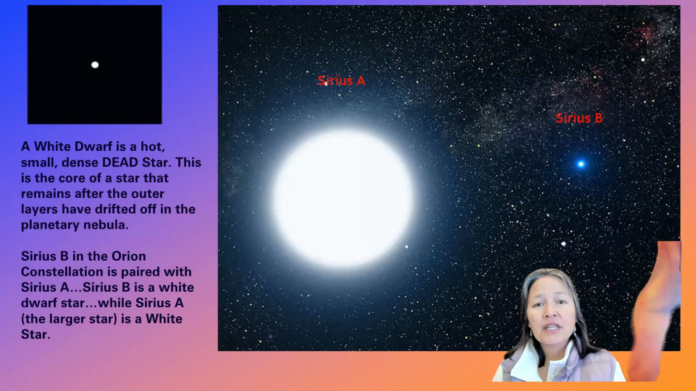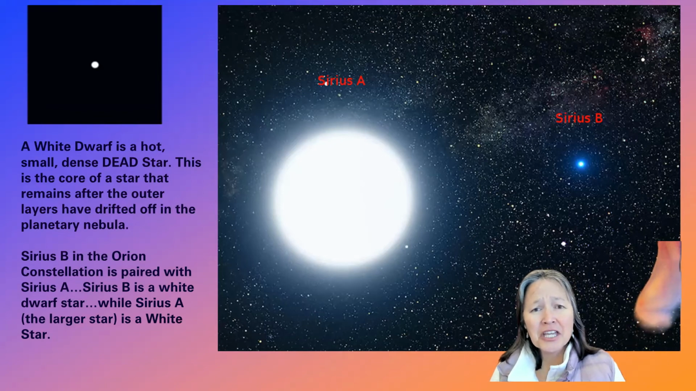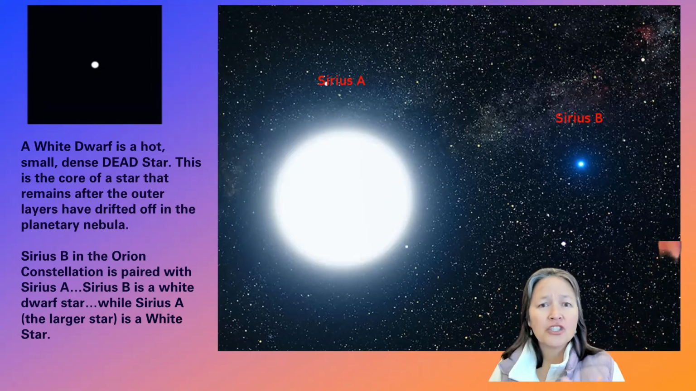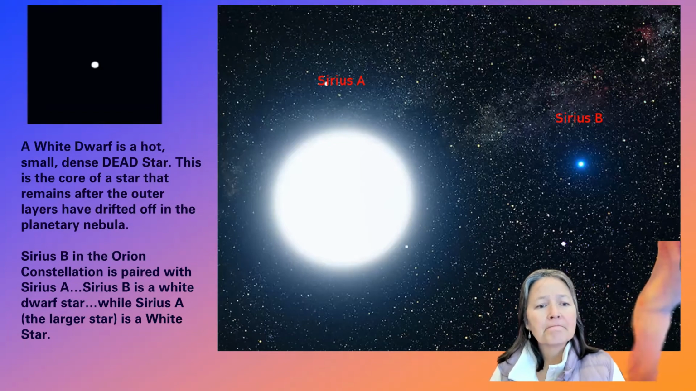All right. But here I want to teach you about what is a white dwarf. What is a white dwarf star? Well, it's hot. So white is hot. It's small. It's dense. And it's dead. Oh, so in other words, remember the white hair of the elderly? Well, the white is showing us a star that is dead. And the scientists say, okay, some of the outer layers now have drifted off in the planetary nebula.